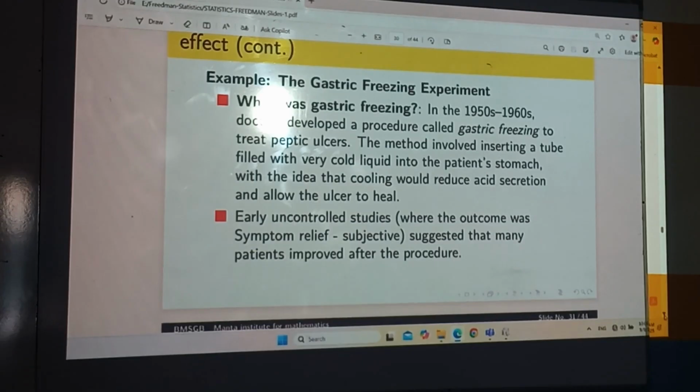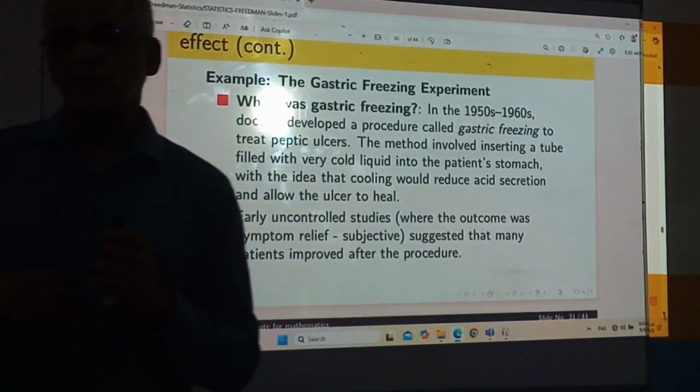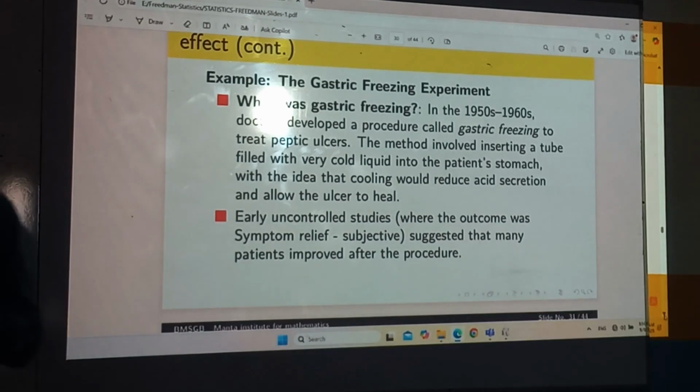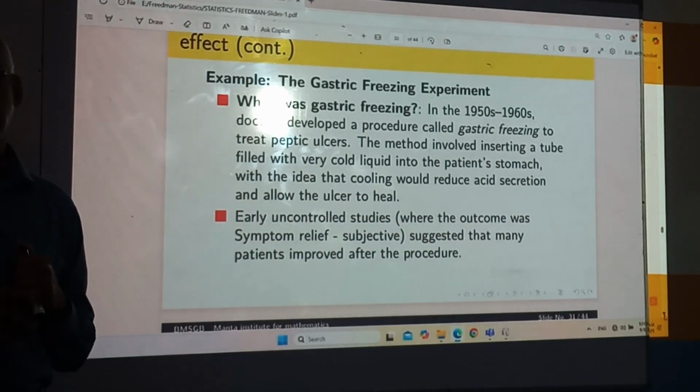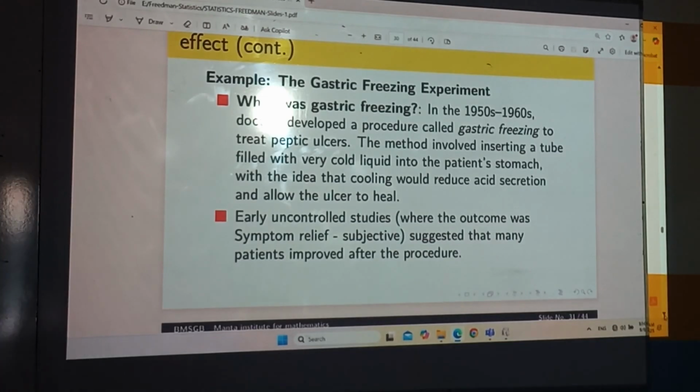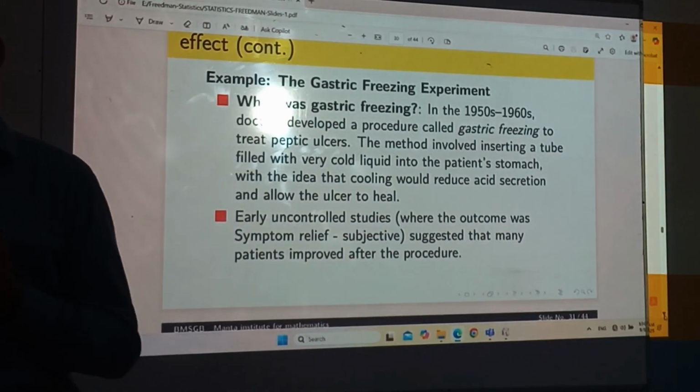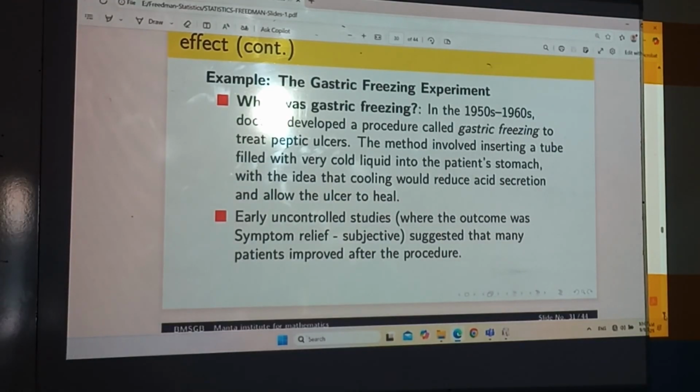So in this case, the proposed method was to insert a tube filled with very cold liquid into the patient's stomach, with the idea that cooling would reduce acid secretion and allow the ulcer to heal. So the content of the stomach will be frozen to a certain extent, and that will reduce the secretion of acid into the stomach, and that will give some time to heal for this ulcer.